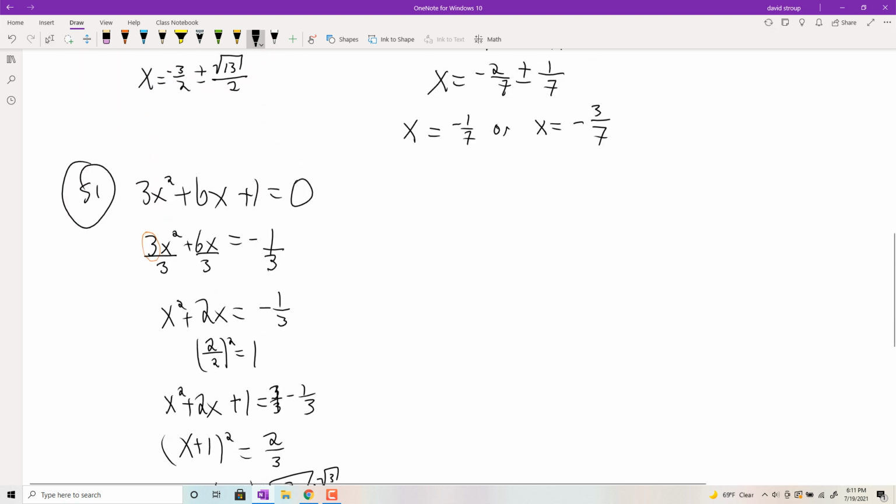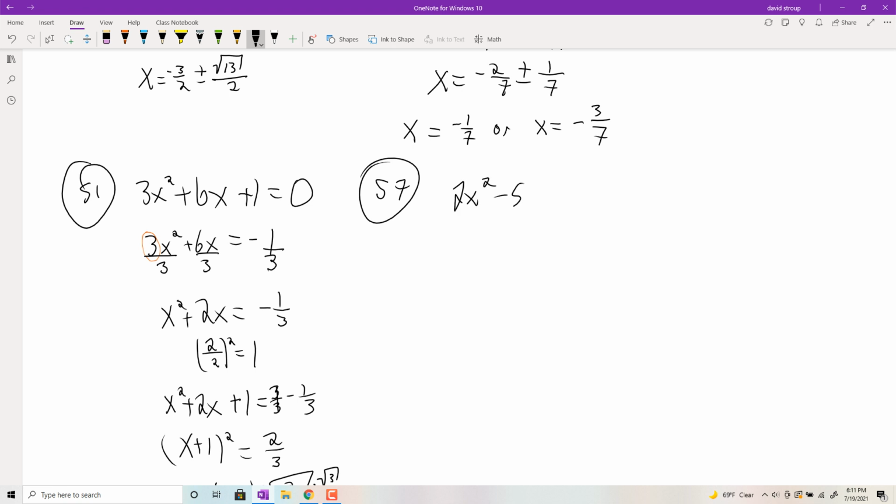Imaginary numbers are good here. If you run into a square root of a negative, you're going to replace it with an i. So here we have 2x squared minus 5x plus 7 equals 0. So I'm going to move the 7 over. And I see I have an issue with the leading coefficient, so I'm going to multiply both sides by 1/2. In other words, divide everything by 2.